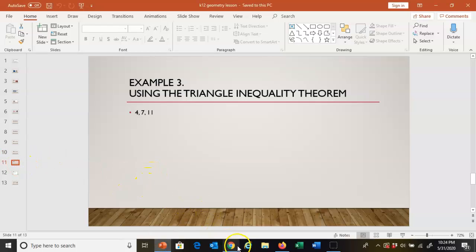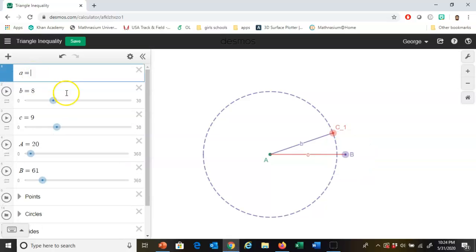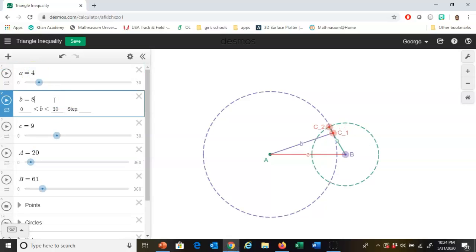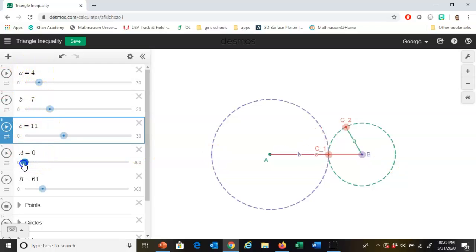Last example, 4, 7, and 11. So as we talked about, 4 plus 7, that is 11, equal to 11. It's not greater than 11. So I wouldn't expect this one to work. 4, 7, 11. This is another one where these two add up to equal this one. The only way we can make these work is if we have them fall on the side length C. So that doesn't make a triangle.